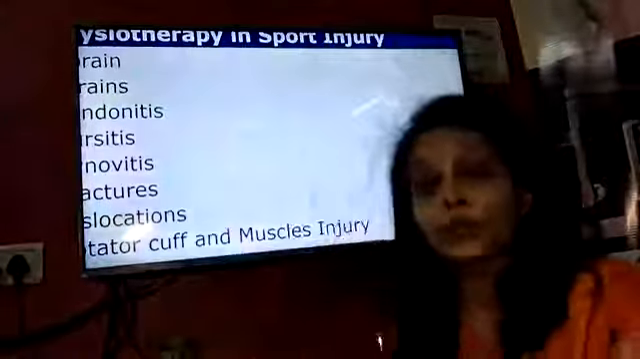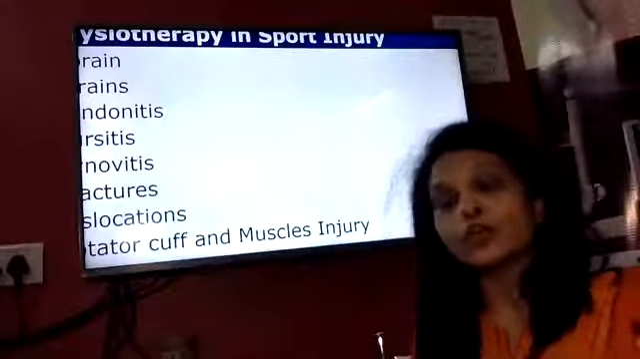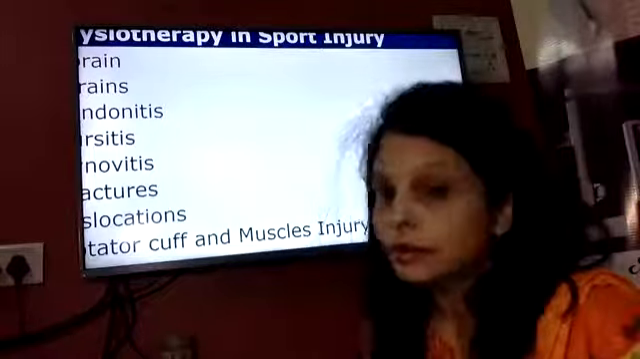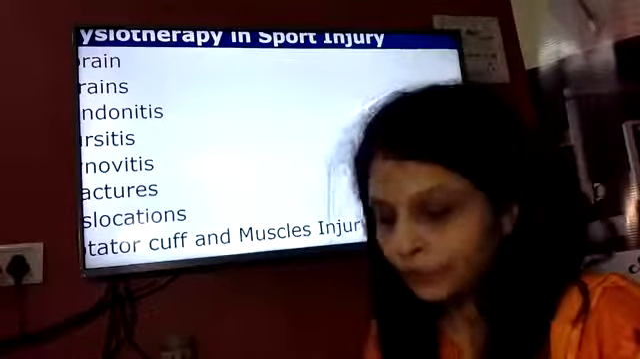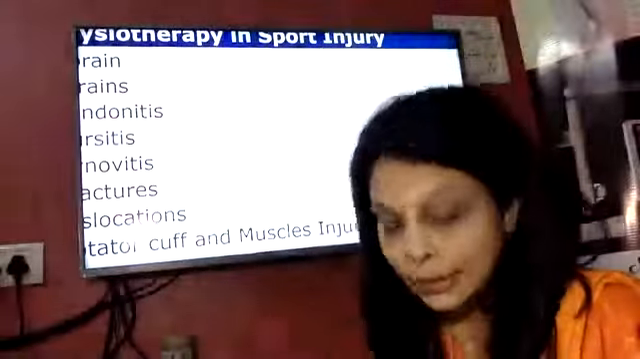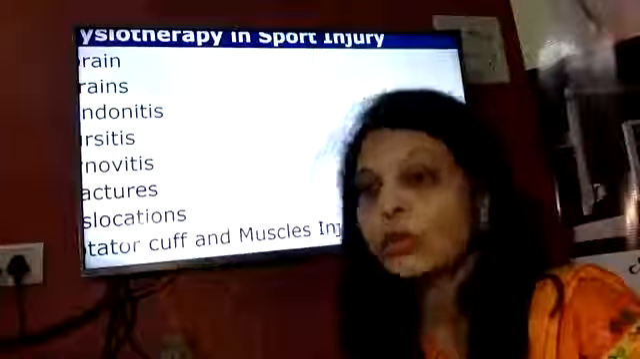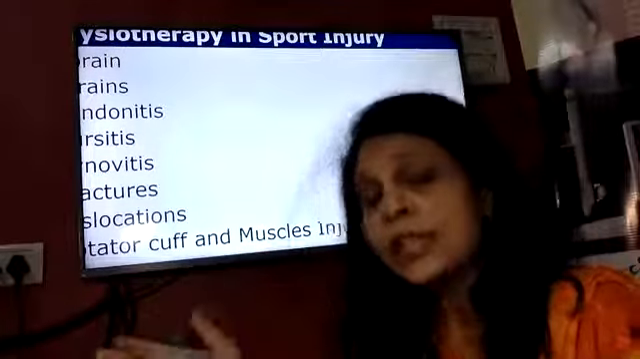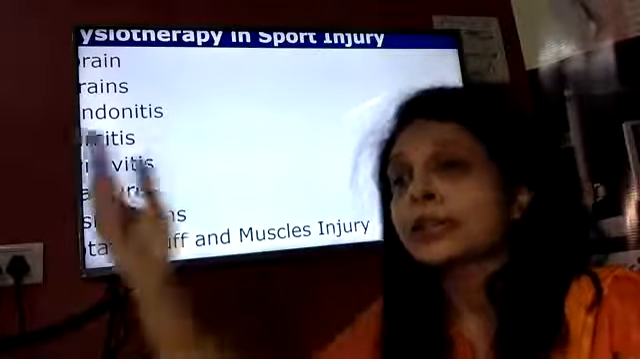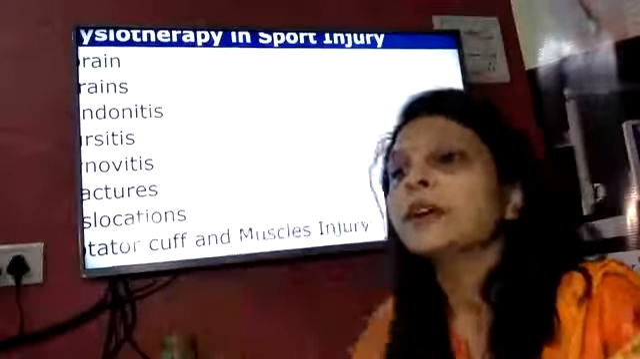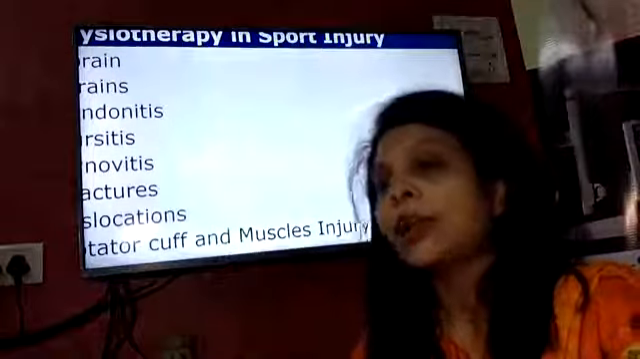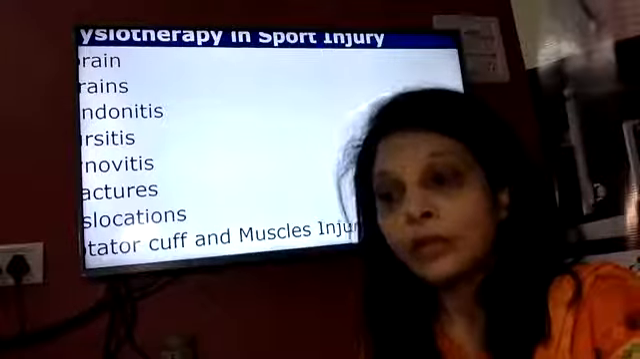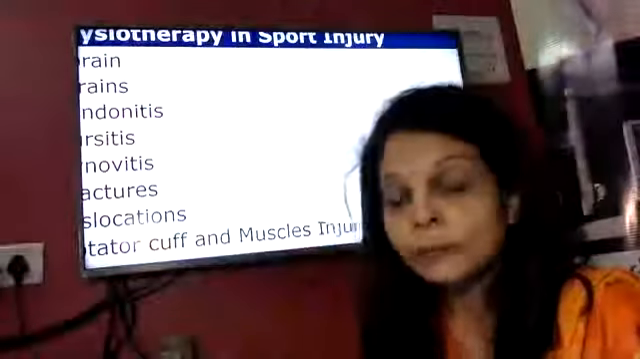So now I'm going to tell you something about sports injury and physiotherapy. As Dr. Rahul has already explained, the shoulder is very mobile and a highly unstable joint. And there are many structures around the shoulder, like tendons and bursas. There are many chances of it getting dislocated, or many types of sports injuries can happen, like sprains, strains, tendonitis, bursitis, synovitis, fractures, dislocation, and rotator cuff injuries or any muscle injuries.